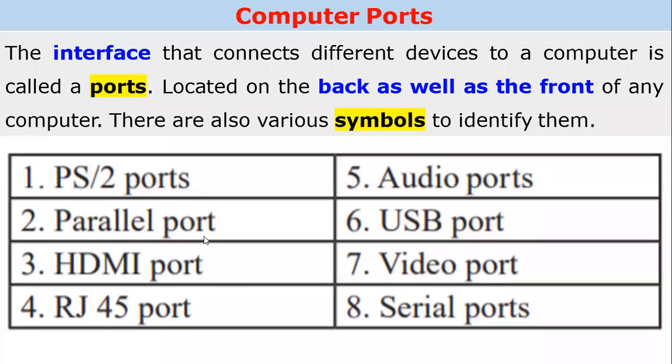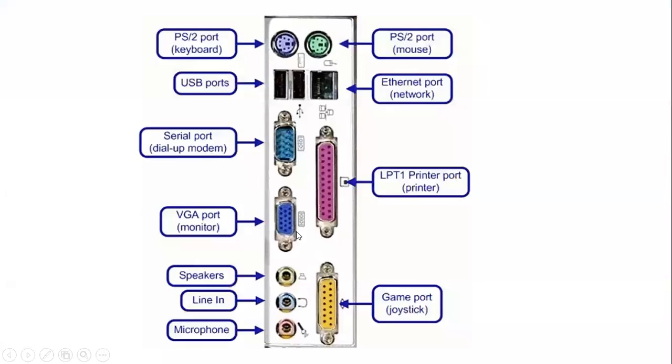Now we'll move one by one to understand easily. Before that, look at the diagram. Here you can see the back side of a desktop computer. This is the way the different types of ports are normally arranged in a computer.